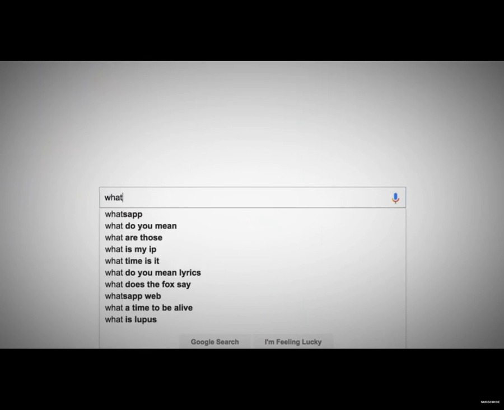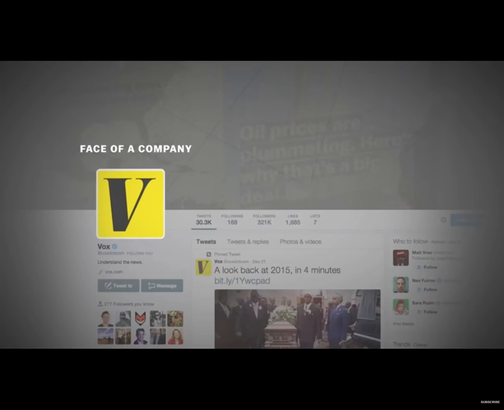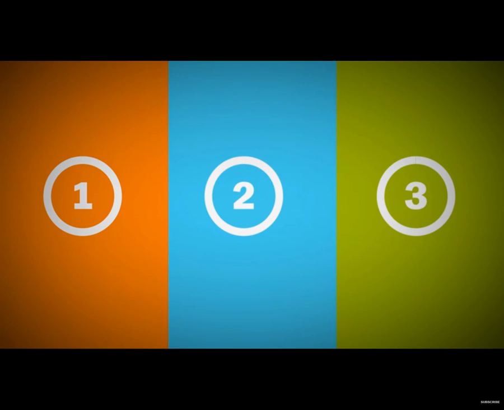Let's back up. What is a logo? Basically, the face of a company. Some are beloved, some, the swastika is a logo and it's reviled, you know? They have to work at tiny sizes and huge. There are three specific types.